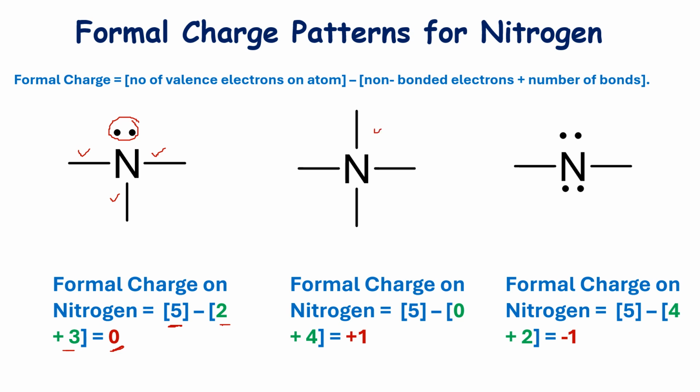On this nitrogen, there are 4 single bonds. 5 valence electrons, 0 non-bonding electrons, and 4 bonds, so the formal charge is +1. In this case, nitrogen has 4 non-bonded electrons and 2 single bonds. So if we put these values in the formula with 5 valence electrons, 4 non-bonded electrons, 2 bonds, the formal charge is -1. And this nitrogen has the formal charge +1.